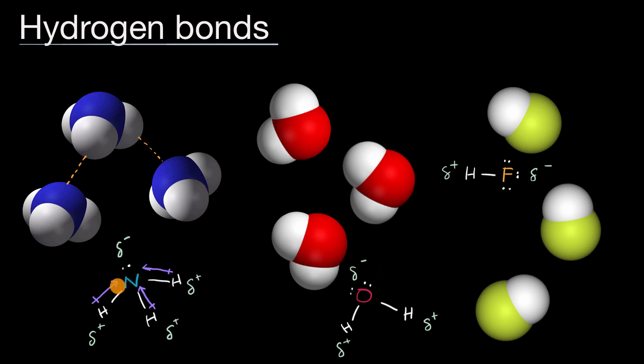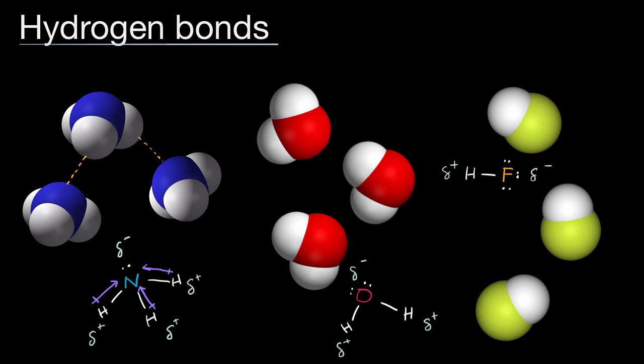And so that will create this dipole, which will then make that molecule attracted to other molecules that have a dipole. And so you can imagine, it doesn't even just have to be hydrogen bonds between a like molecule. You can have hydrogen bonds between an ammonia molecule and a water molecule, or between a water molecule and a hydrogen fluoride molecule, because they all have this permanent molecular dipole.